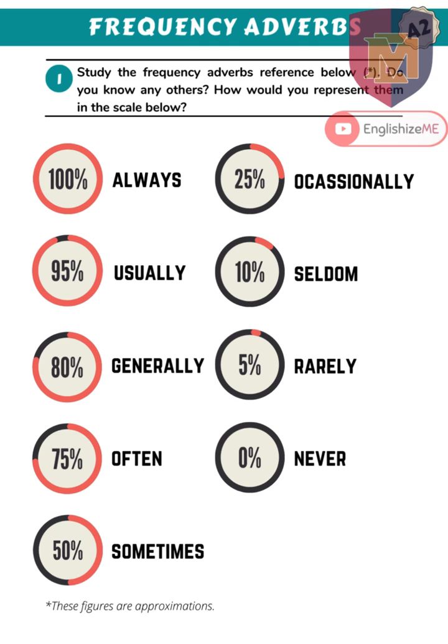First, we have 0%, never, then 5%, rarely, 10% seldom, 25% occasionally, next 50% sometimes, 75% often, 80% generally, 95% usually, and of course 100% always.